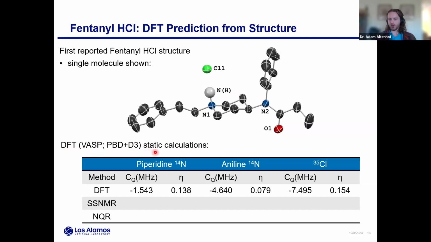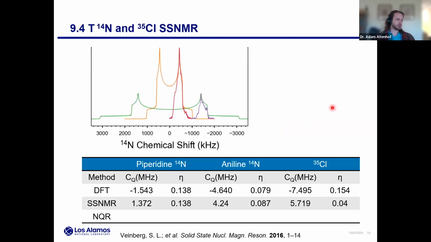They'll do a couple of things for us. Of course, they're going to predict tensors for the different sites, but also do some site assignment. We understand this is the piperidine nitrogen, this is the aniline, and of course you can get the chlorine since it's an HCl salt. Now that we have these EFG tensors predicted, we can hand these numbers over to Harris Mason, who's running our solid state NMR at Los Alamos.